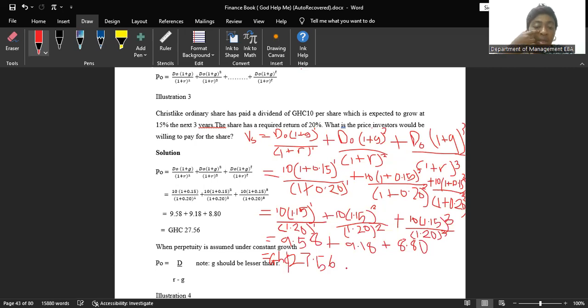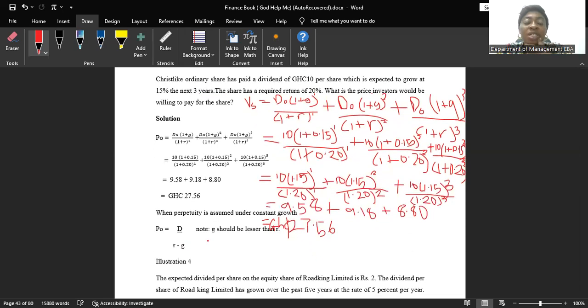So that's it. Okay, so that is constant growth. And with constant growth, we can assume what? Perpetuity, and this is the formula. If the growth is constant, we can assume perpetuity as long as the growth is less than the rate. We can assume what? Perpetuity. Okay.